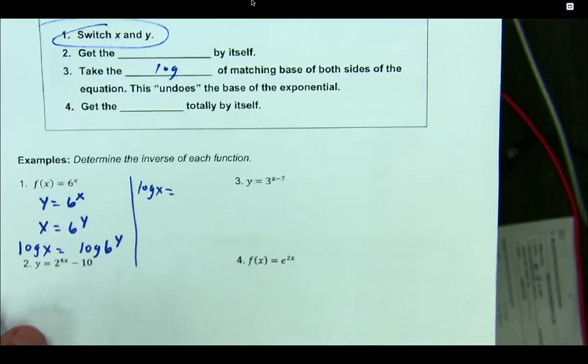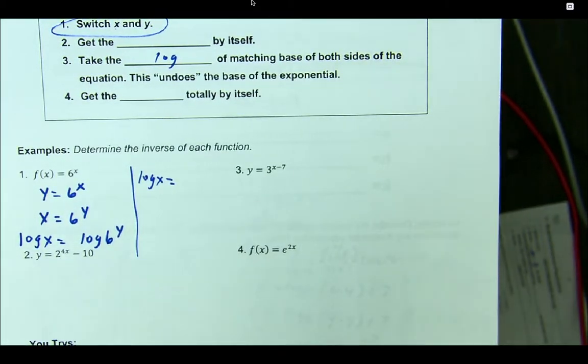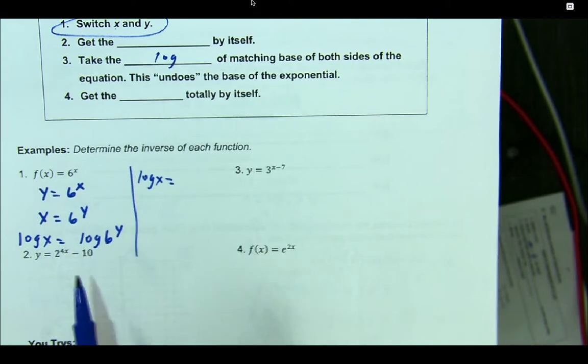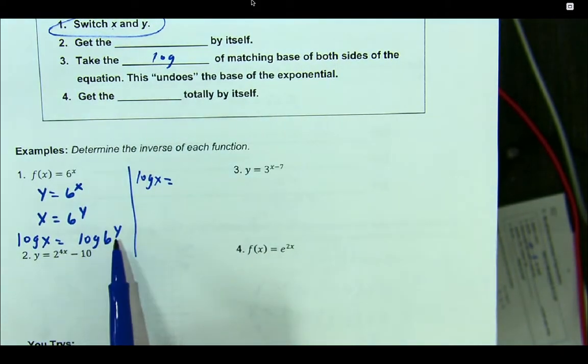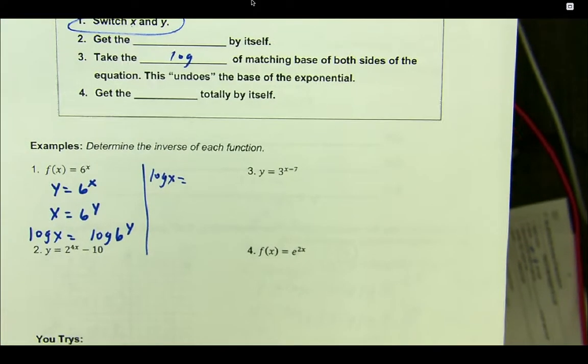Now, here's my weird way of remembering how this works. Okay, the mathematical way is that the log undoes the exponent, right? Just like multiplication undoes division and subtraction undoes addition.